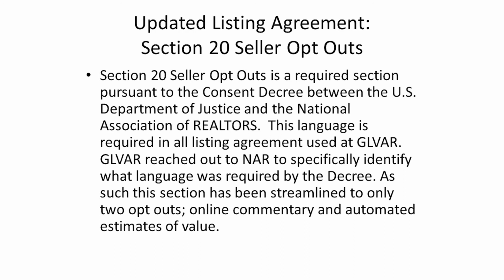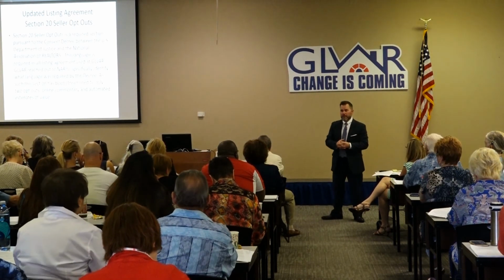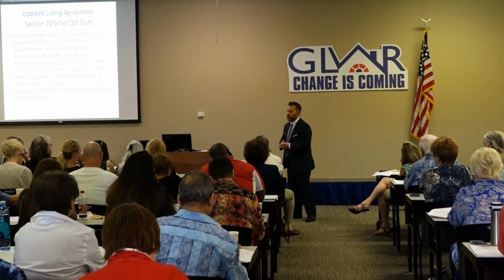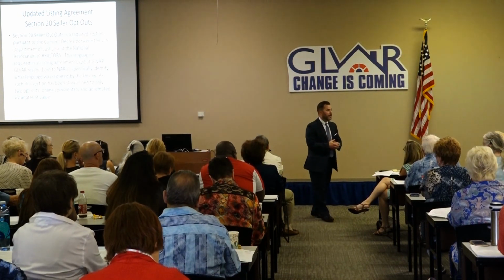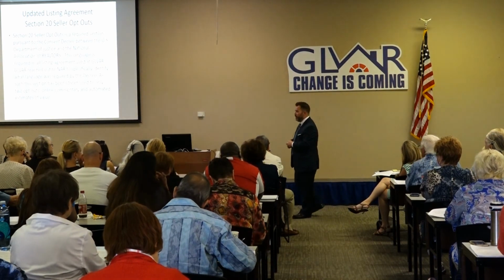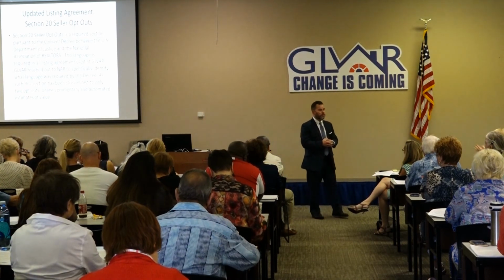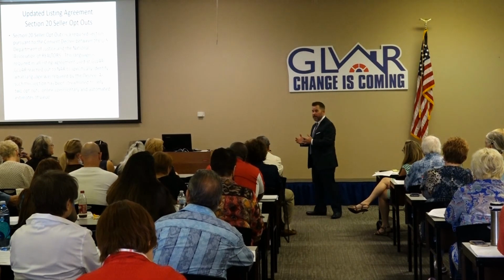Section 20 is the opt-outs. Section 20 is a required provision. The seller opt-out provision is pursuant to a consent decree between the U.S. Department of Justice and the National Association of Realtors. For those of you who remember, in the early 2000s, the Department of Justice was trying to make the argument that MLS systems nationwide violated federal antitrust law, trying to break them up and take them outside of the realtors and the associations who own them. As a part of the consent decree, the settlement with the Department of Justice, we agreed to have opt-outs.